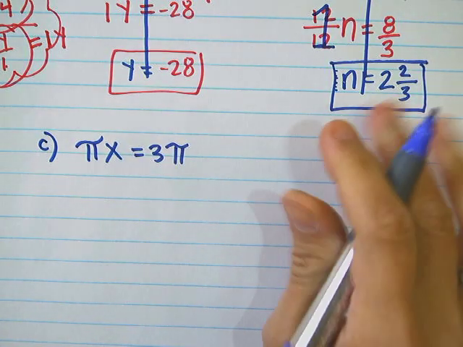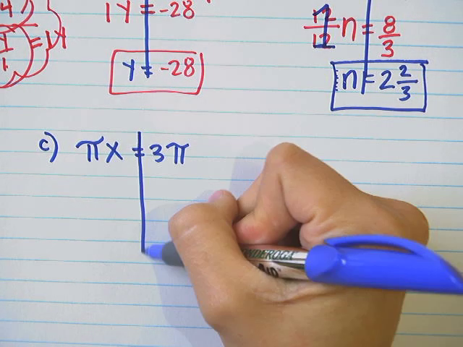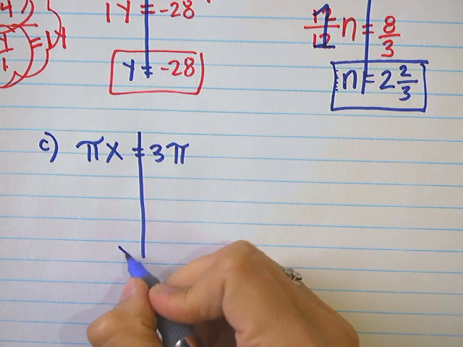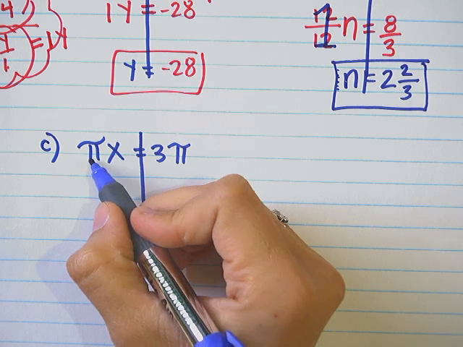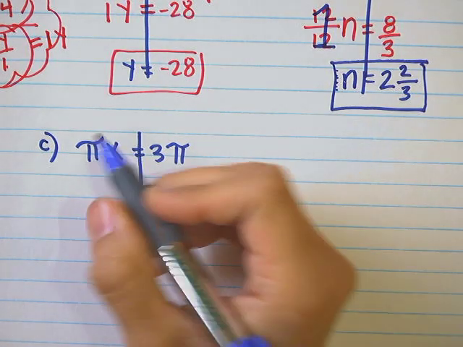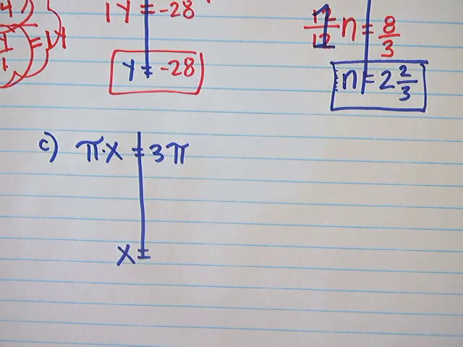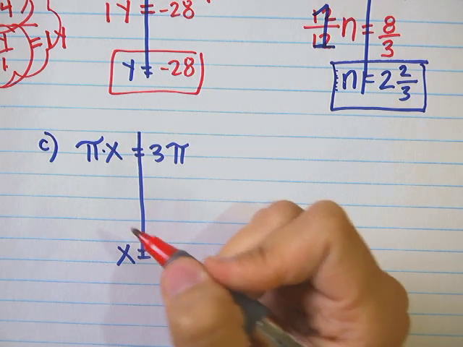Pi times x equals 3 pi. Now, it looks like there's more than one variable there, but the only variable is x. Pi, again, is a number. So this is a number times x, and that number happened to be pi. I put the dot there because I know it's multiplication.